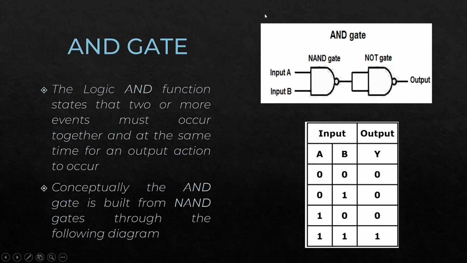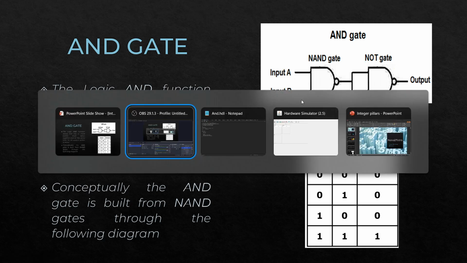So first we will be discussing the AND gate. The logic gate function says that two or more events must occur together at the same time for an output action to occur. Conceptually, the AND gate is built from the NAND gates through the following diagram, as you can see, and here is also the truth table describing the functioning of the AND gate.